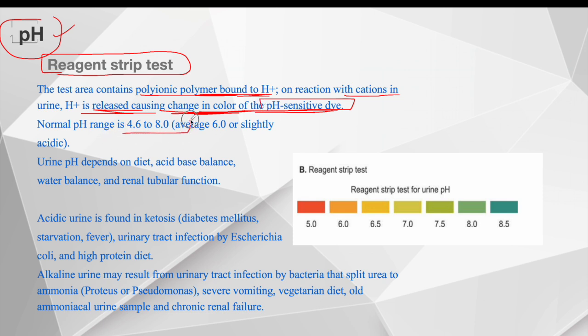So the normal pH is 4.6 to 8. It is very important to remember for the exams. The normal pH of urine is 4.6 to 8, or slightly acidic, and it depends on diet, acid base balance, buffer balance and renal tubular function.